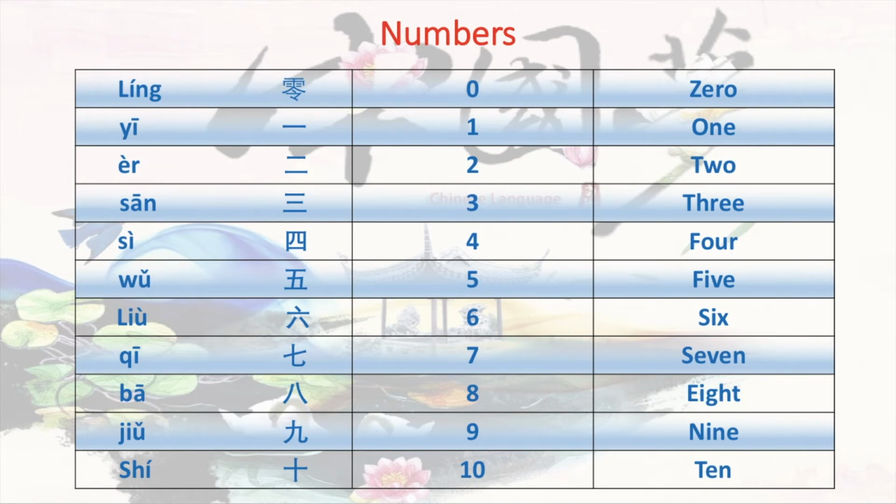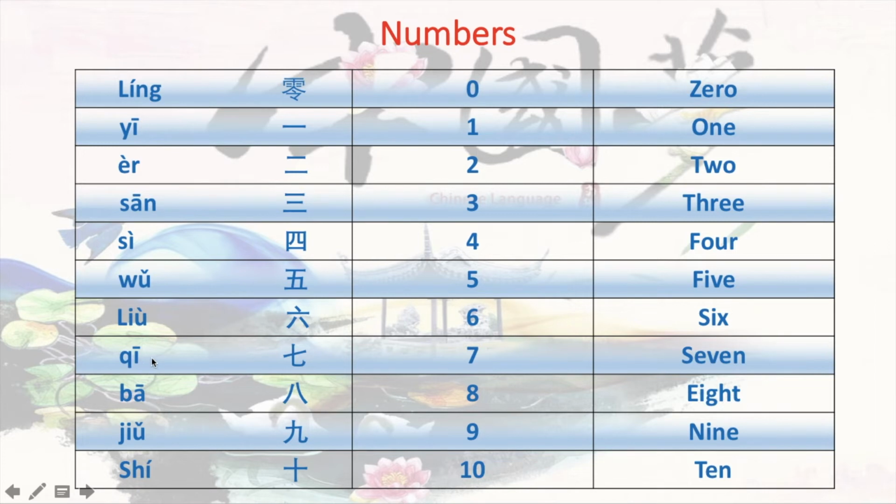San, there is first tone. So we need to pronounce like this. San means 3. Then si is fourth tone. So we need to pronounce like si. Wu, there is third tone. So we need to pronounce like wu. Liu, there is fourth tone. So we need to pronounce liu.